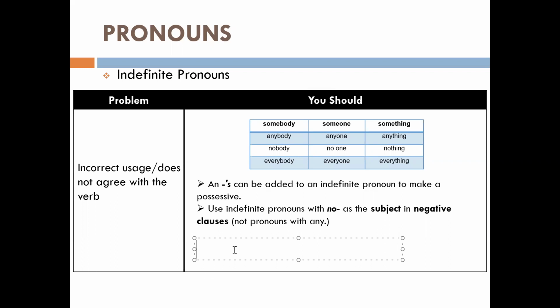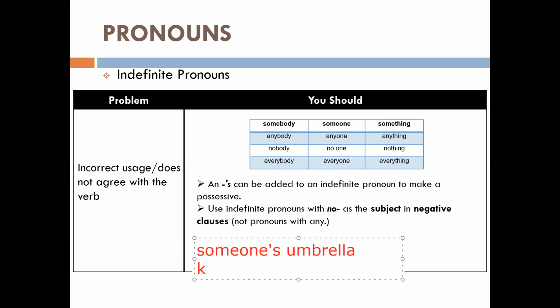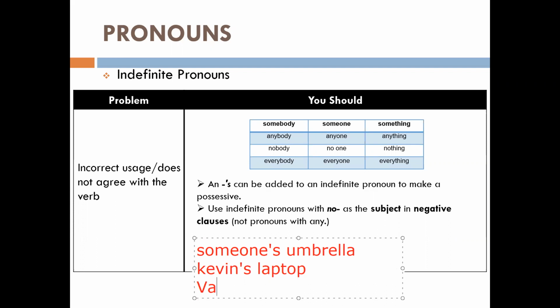So, pag possessive, di ba? Someone's umbrella. Someone's umbrella. Umbrella ng kung sino. Kasi we're not so sure kung sino, kaya nga gumamit ako ng someone. But if I'm using the possession of that someone, di ba? Lalagyan ko siya ng apostrophe S. Simple lang. Halimbawa, pag mamay-ari ko yung laptop, Kevin's laptop. Pag mamay-ari ni Vance, halimbawa, yung cellphone, Vance.